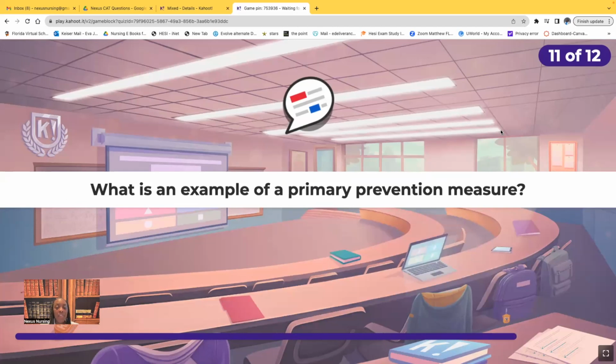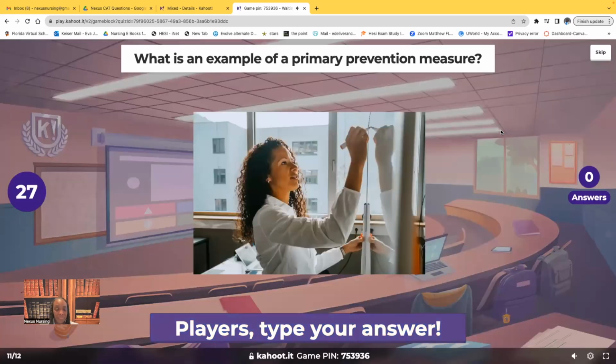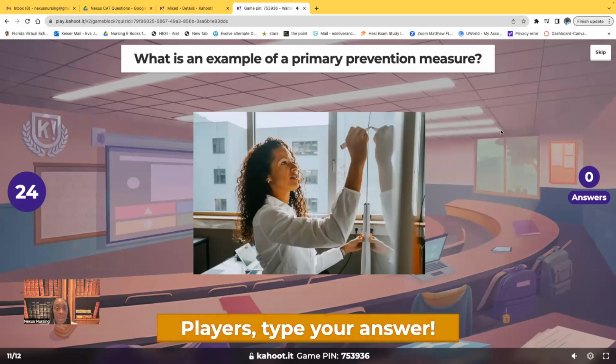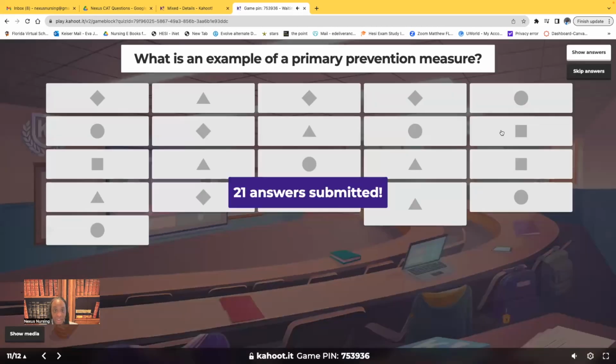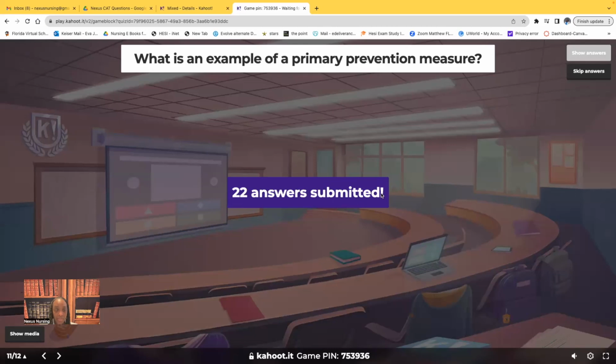Okay, open-ended. What is an example of a primary prevention measure? Give me an example. You have primary prevention, you have secondary prevention, you have tertiary prevention. Give me an example of a primary prevention measure. Okay, less than half of you guys submit an answer. Let's see what they are.